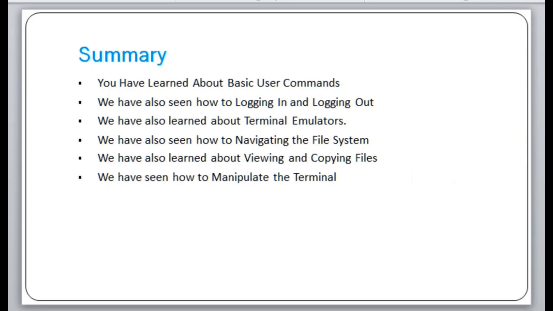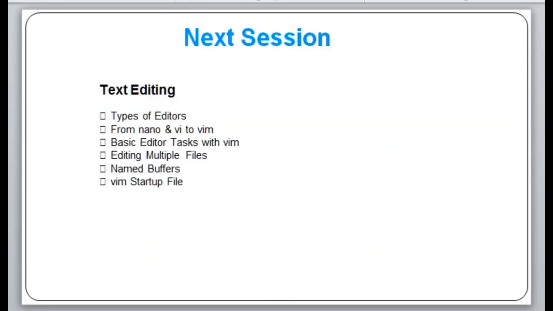Okay, so in summary, you've learned about basic user commands. We've also seen how to log in and out of your Ubuntu machine. We also learned about terminal emulators, and we have seen how to navigate the file systems. We have also learned about how viewing and copying files are done, and then we have seen how to manipulate the terminal. In our next session, we're going to go over types of editors such as Nano, VI, and Vim, basic editor tasks with Vim. We're also going to look at how to edit multiple files, name buffers, and we're going to look at how to start up a Vim file.